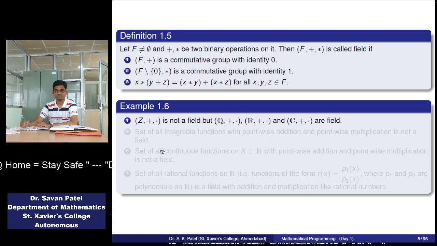We know that Z with addition and multiplication is not a field. We know Z with addition is a commutative group with identity 0. It is satisfied. But for the second, removing that 0, Z minus 0 is not a commutative group with respect to the second binary operation, multiplication, since 3 lies in Z, but the inverse of 3 with respect to multiplication does not lie in Z.